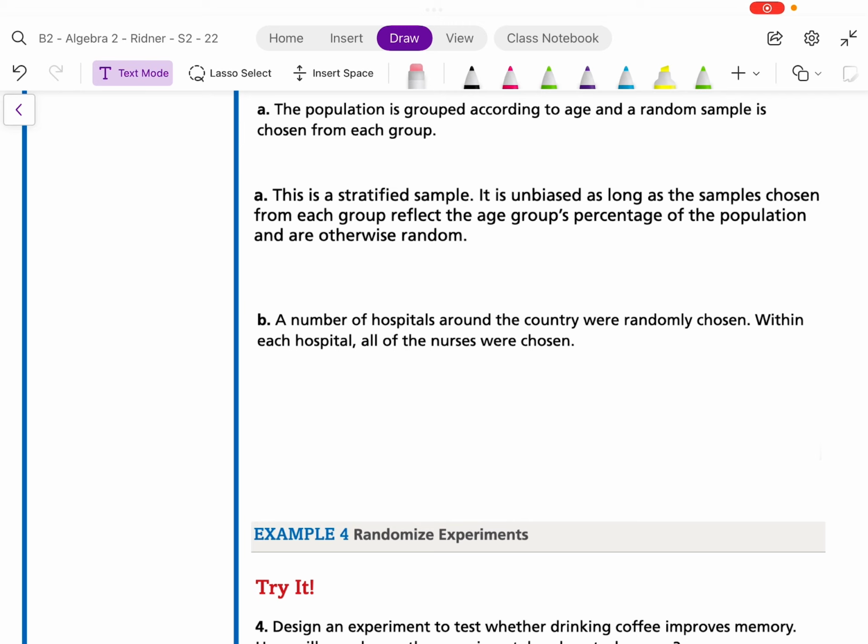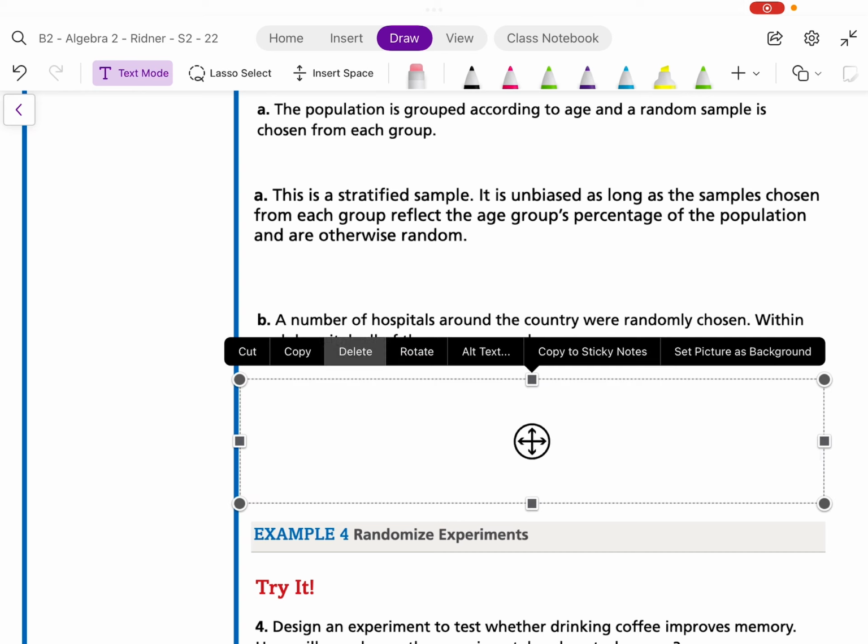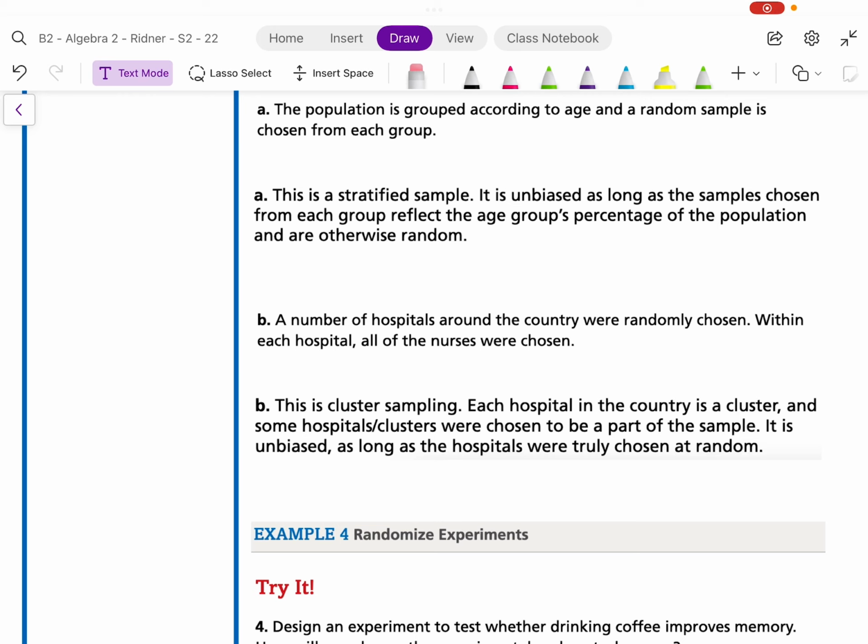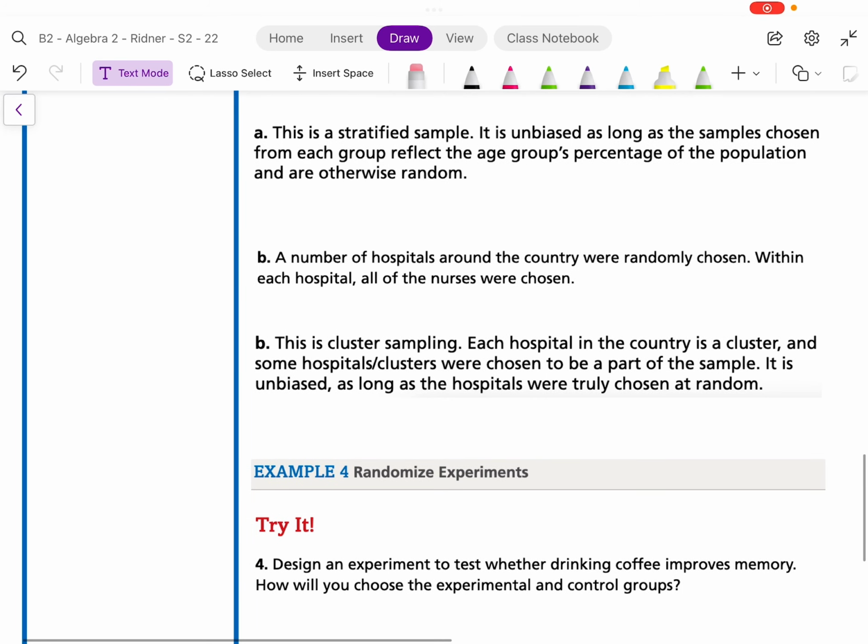All right, what about B? A number of hospitals around the country were randomly chosen. Within each hospital, all of the nurses were chosen. Well, this is cluster sampling. Each hospital in the country is a cluster, and some hospitals and clusters were chosen to be part of the sample. It is unbiased as long as the hospitals were truly chosen at random.